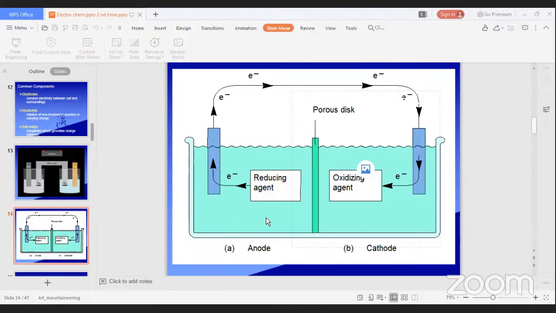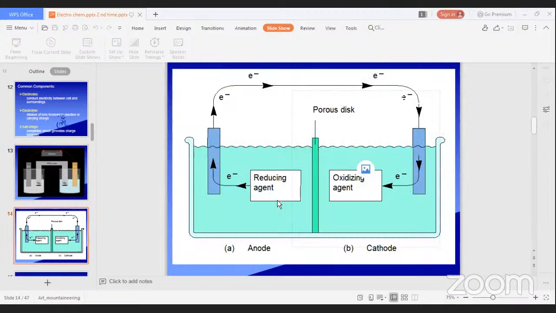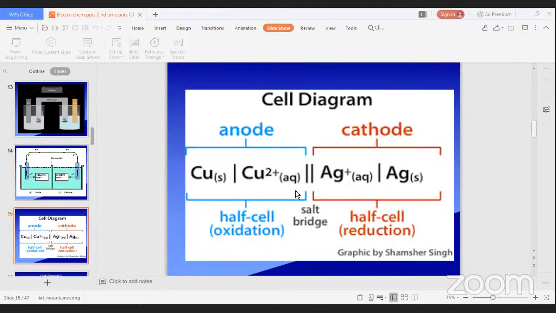Always, at the anode oxidation takes place. At the anode, the oxidation process takes place. If I take zinc here, what is happening? Zinc loses two electrons: Zn becomes Zn2+ plus 2 electrons, and the 2 electrons go like this. If I take copper and silver, what is happening? Copper loses 2 electrons forming Cu2+. On the other side is silver, Ag+, which gains an electron and forms Ag.